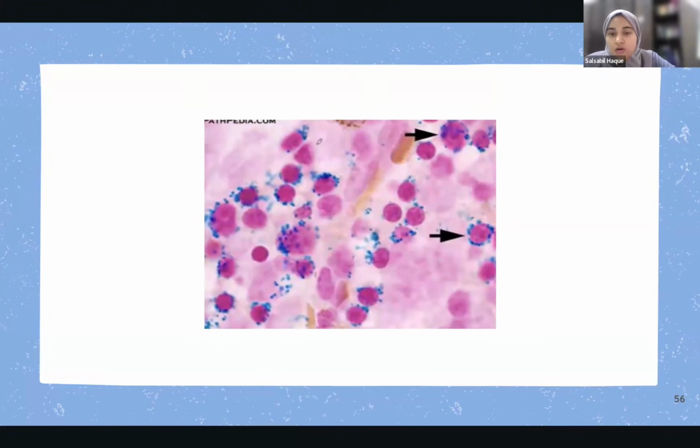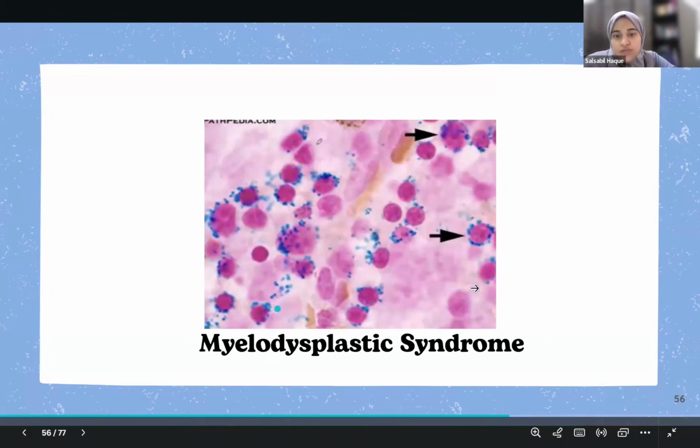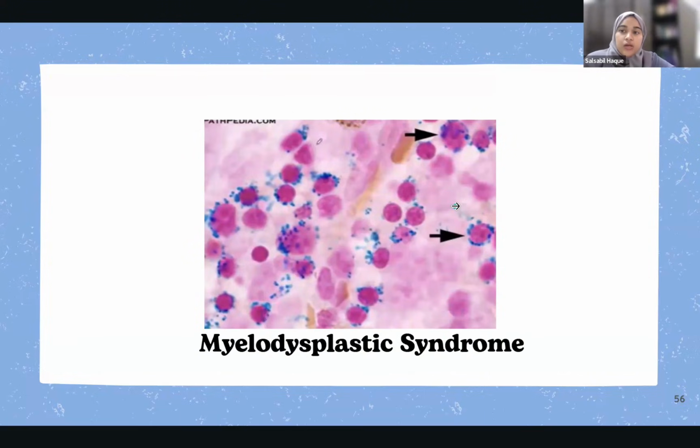So these blue dots are iron, basically iron deposition, and this is a part of myelodysplastic syndrome. You see very specifically ringed sideroblasts, and you can also see pseudo-Pelger-Huët anomaly as well, but those are not part of your morphological objectives. Myelodysplastic syndrome is a clonal stem cell disorder, and it has a fairly high risk of progression to AML, and that's why it's important.